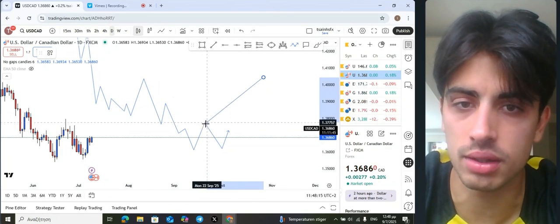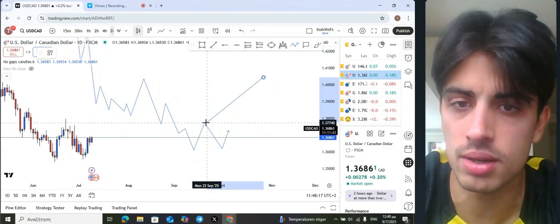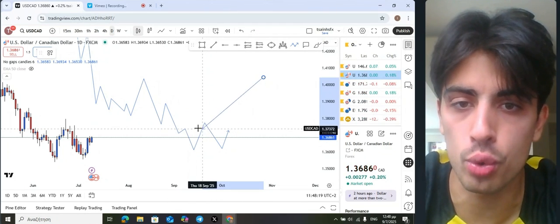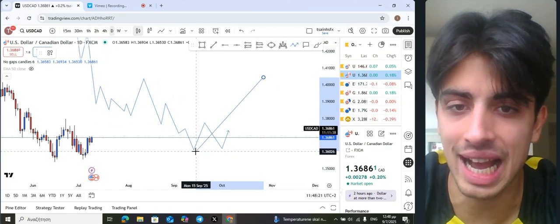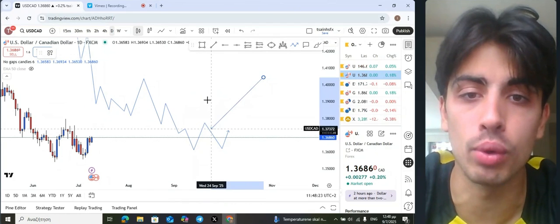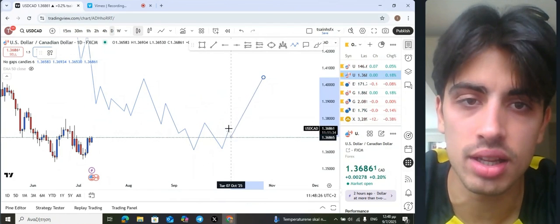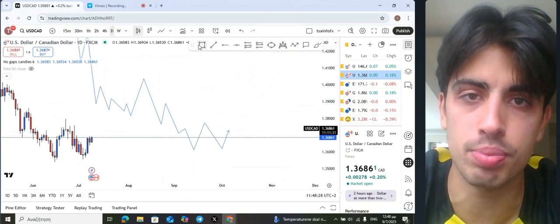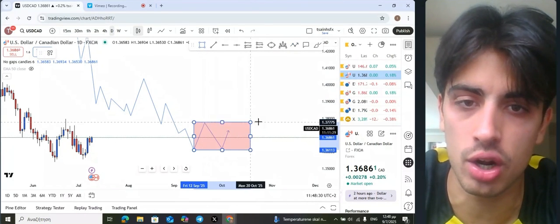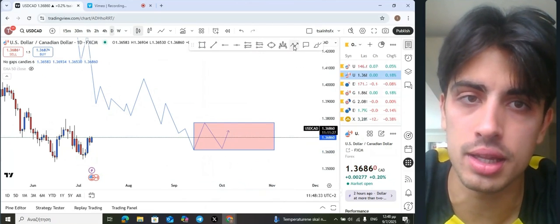So now what does that mean? It means that we broke the structure and now it's a higher low and a higher high. We're in a bullish market. And here, this is nothing. It's just price action because here is the higher low again and the higher high, and the price just plays.